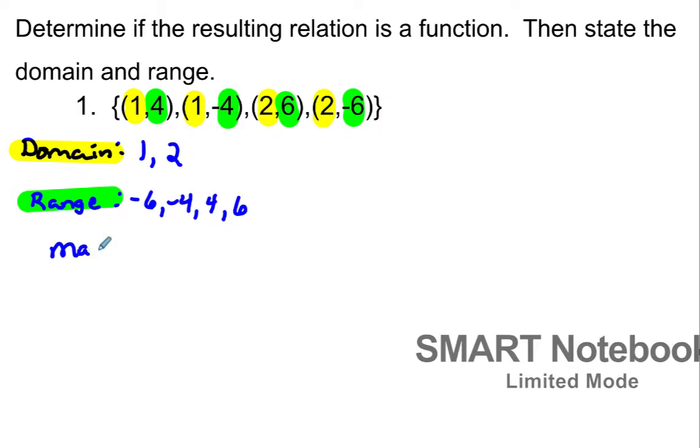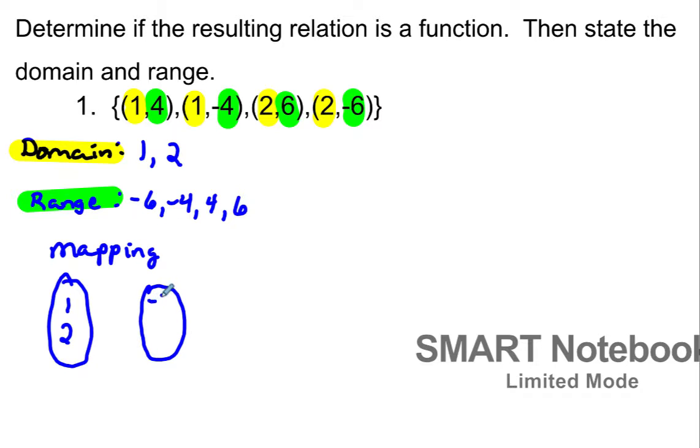Now we're going to do our mapping of this data. In the mapping, you draw two elongated circles or ovals. In the first circle, you put your domain values, so that's a 1 and a 2. In the second circle, I put all my range values in increasing order. Now I look at each point, and I have the point (1, 4), so I draw a line from 1 to 4. So 1 maps onto 4. In my next ordered pair, I have the point (1, -4). So 1 in the domain maps onto -4 in the range. The third ordered pairs are (2, 6) and (2, -6). So 2 maps to 6 and 2 maps to -6.